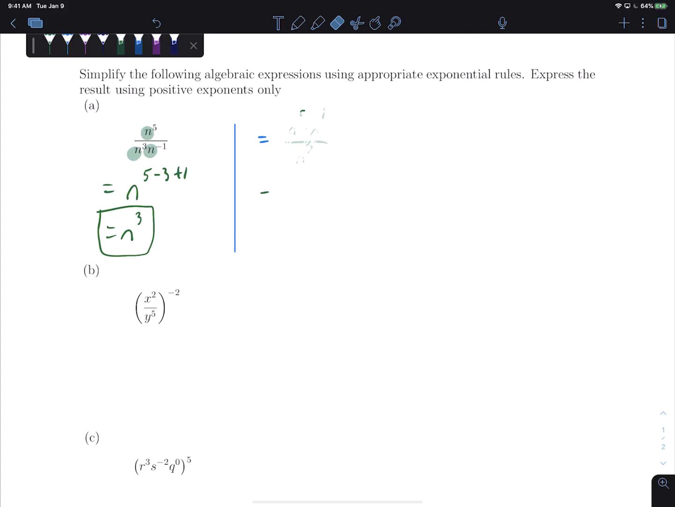Why am I using green again? There we go, much better.